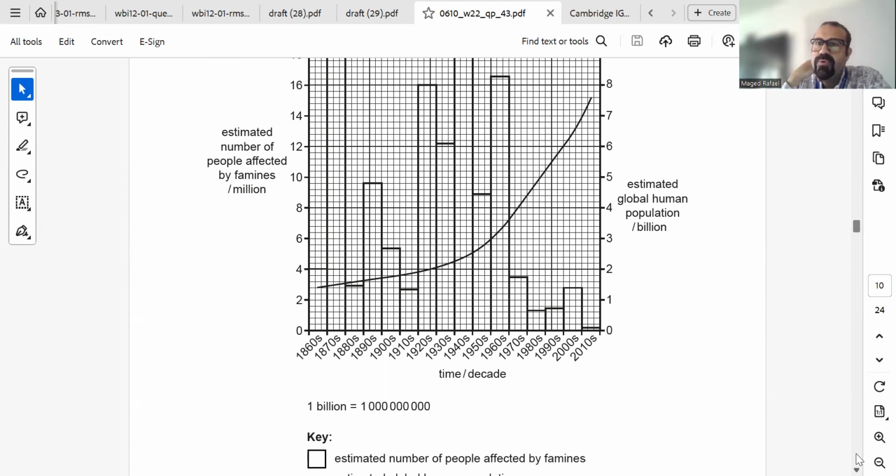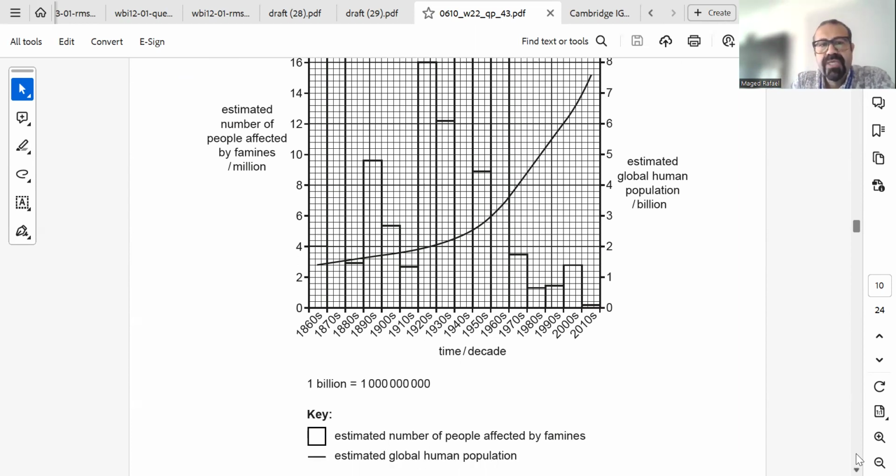In the exam, I didn't know what this word meant, and I have no problem. No problem. They are affected by something, fine, I will answer the question. There's no such thing as leaving the question because I did not know the meaning of this word. Let's go to the question. I look quickly at the graph, and notice this is the estimated number of people affected per million, and here we have the estimated global human population per billion.